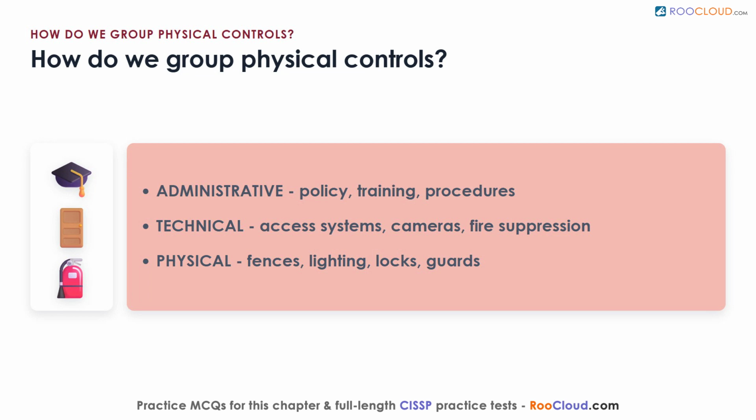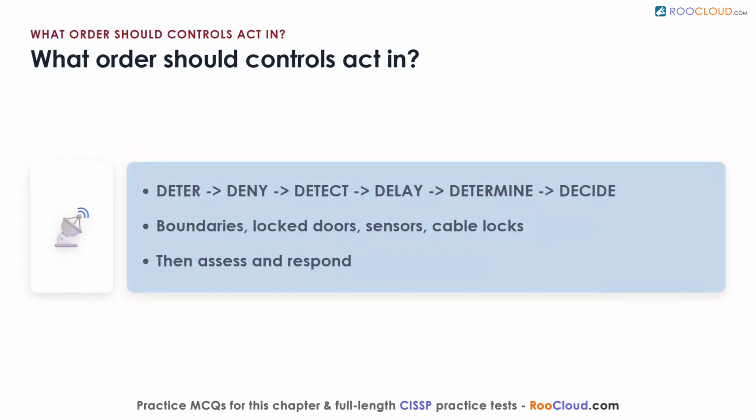Notice the label physical is a bit narrow, since real facility protection blends all three. Think of a vault. The rules for who may enter, the electronic lock, and the steel door itself each play a distinct part. What order should controls act in when someone tries to break in?